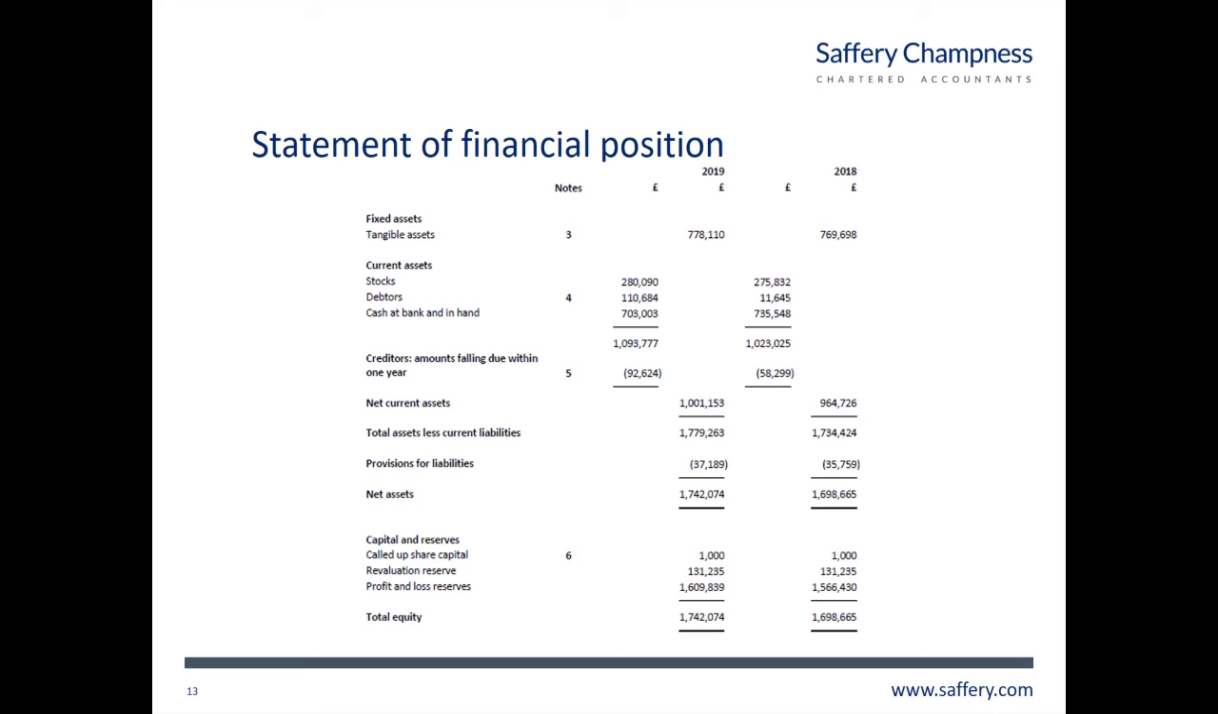You can see that it lists all the entity's assets and liabilities at the top to arrive at the net asset position, i.e. the book value of the company, whereas the bottom half shows the capital and reserves, showing what is attributable to the shareholders or owners of the entity. You can see how it gets its name, or previous name, because the statement's net assets must equal the capital and reserves, and so it should balance.